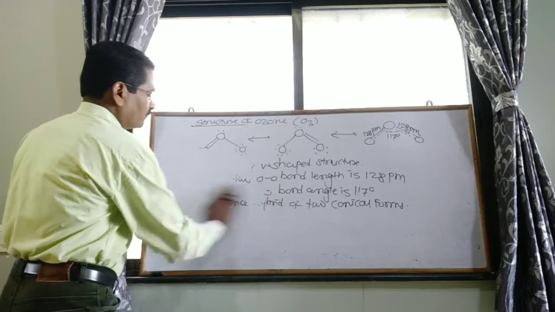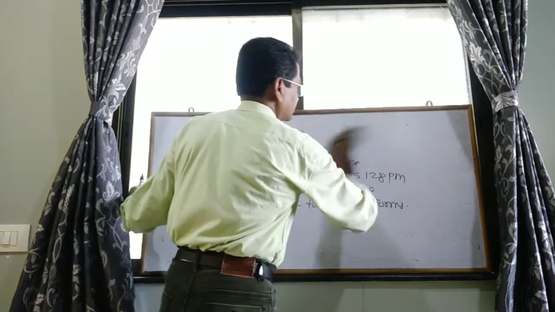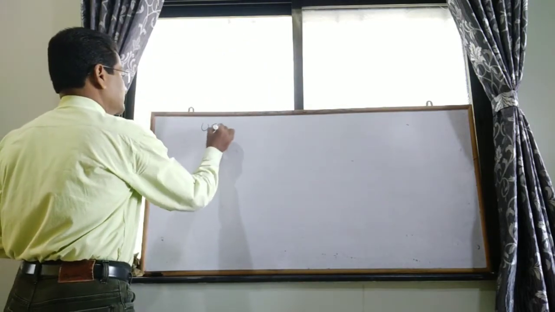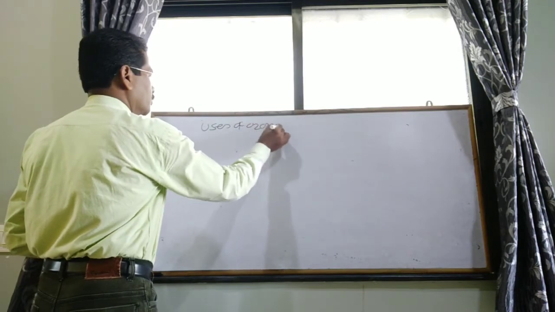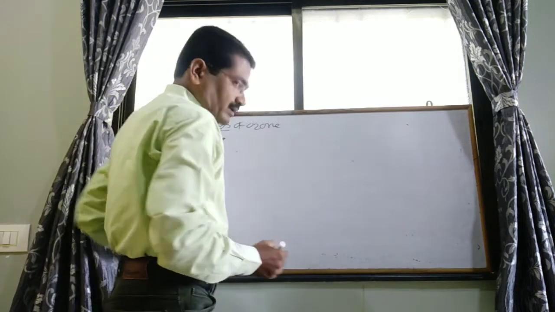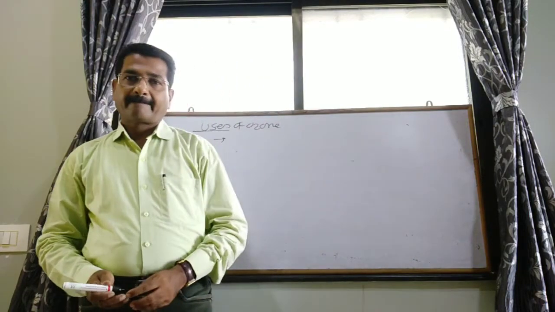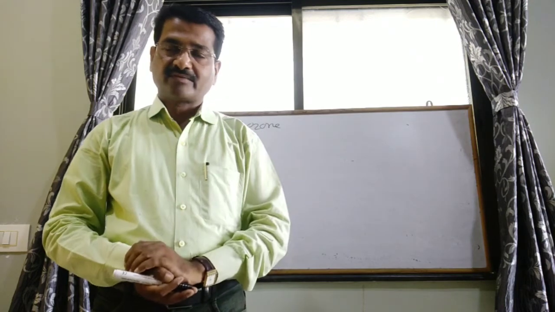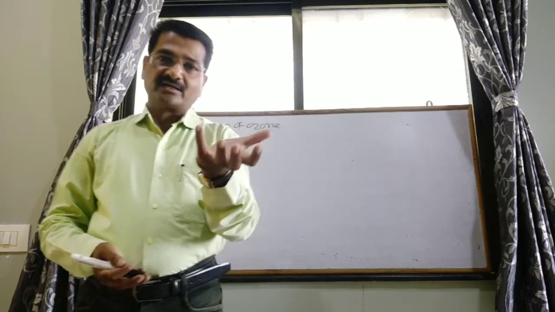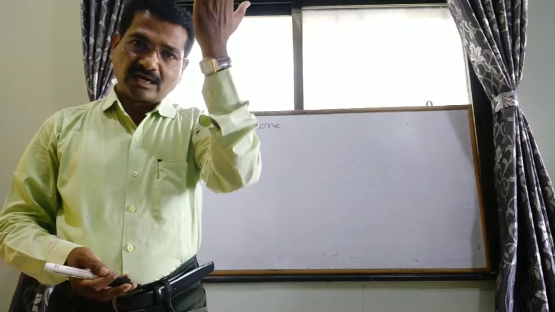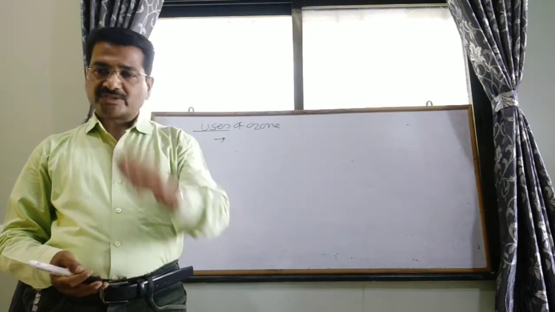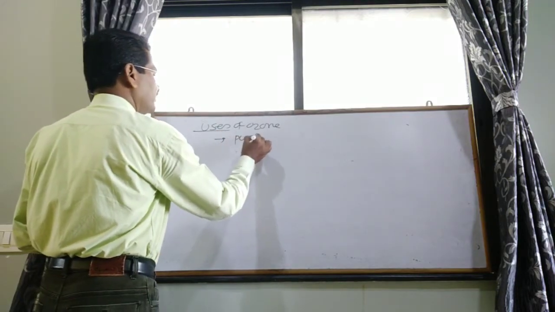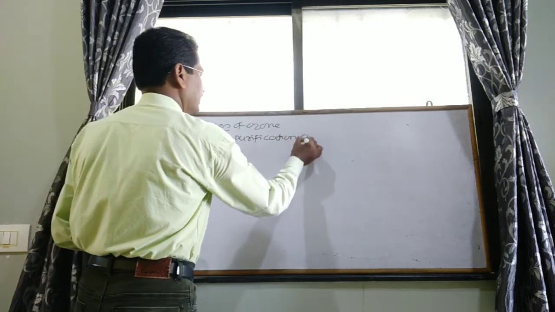Then see the uses of ozone. Which are the uses of ozone? Ozone is very important for animals that live on Earth. Why? Because ozone protects all these living beings from ultraviolet rays. So first use, it is used for purification of air.